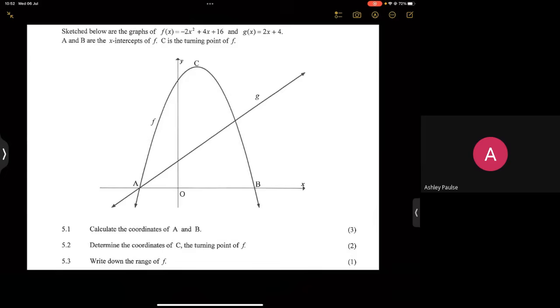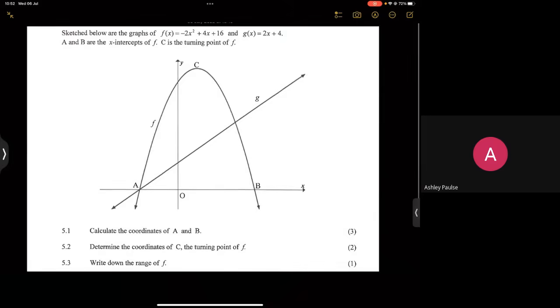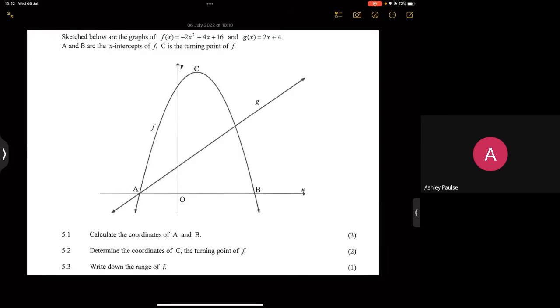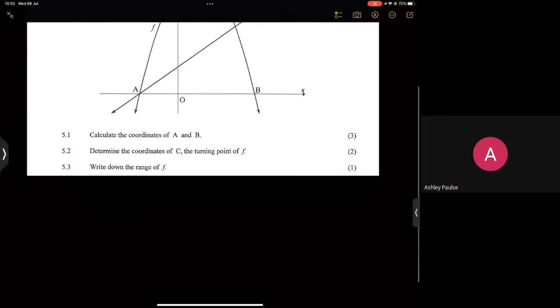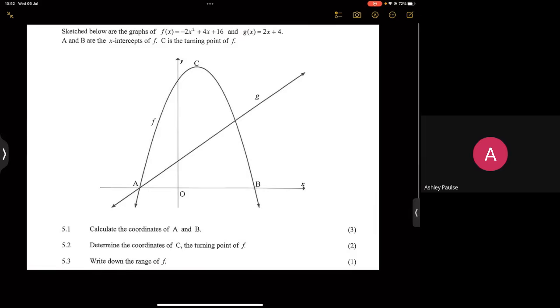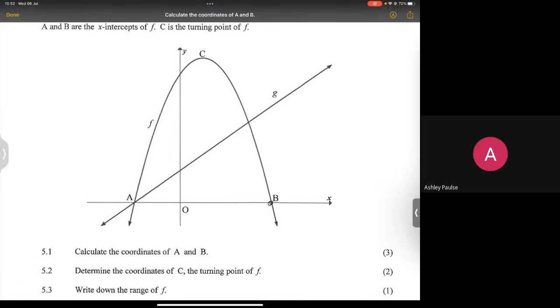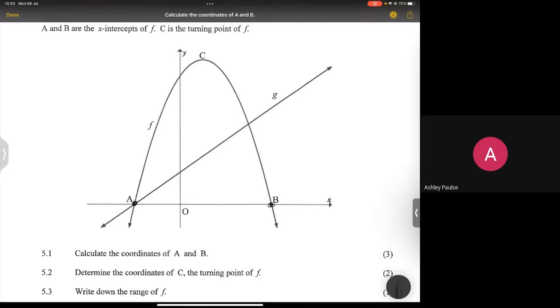Right, now let's talk. They say to us, calculate the coordinates of A and B. So how will we get the coordinates of A and B? To get the coordinates of A and B, we take the original equation. What happens at A and B? I know those are my x-intercepts of the graph, okay?